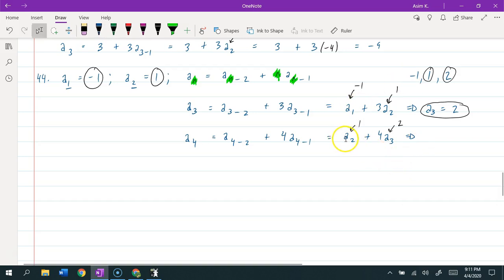So just put the pieces together. 1 plus 4 times 2. So 4 times 2, do that first. That's 8. Add 1 to it, and you end up with 9. So there you go. The fourth term is going to be 9. And like this, you just continue that pattern. You can find a sub 5 in the same way. Just go a sub 5 minus 2 plus 5 times a sub 5 minus 1, and just continue with that.